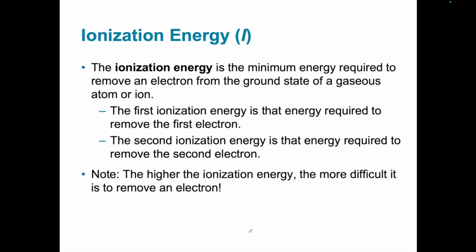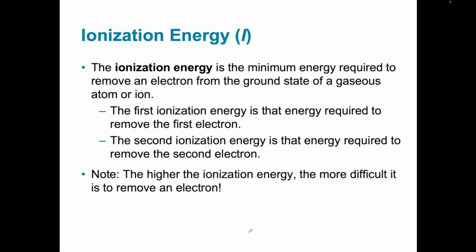So what is ionization energy then? Well, ionization energy is the minimum amount of energy required for removing an electron from any given atom, right? So there's two different ones. Well, they're not different; they're just in order. The first ionization energy is the amount of energy required to remove the first electron, and the second ionization energy is the amount of energy required to remove the second electron.